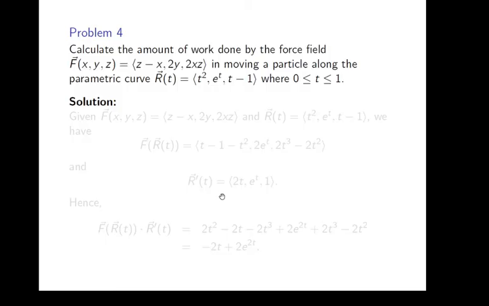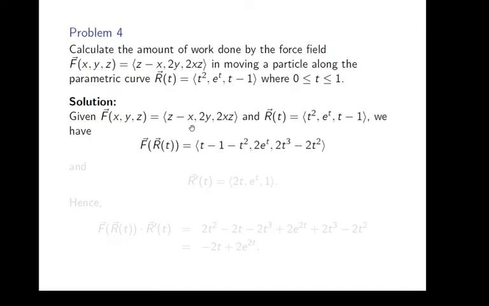So for our problem, we are given the force field F and the parametric curve R. So we want to evaluate F at R of t. So we set x to be t squared and y to e to the t and z to t minus 1. And so we get F of r of t is equal to t minus 1, minus t squared, 2e to the t, and 2t cubed minus 2t squared.